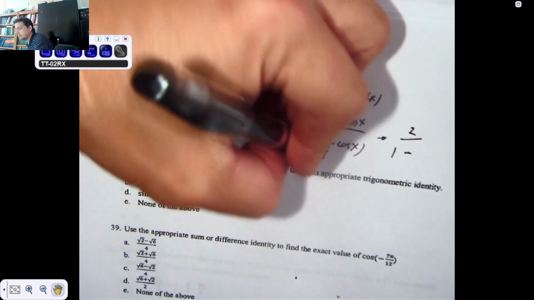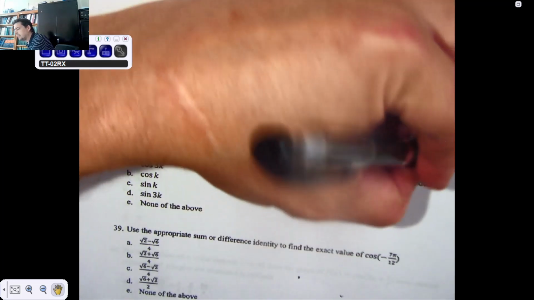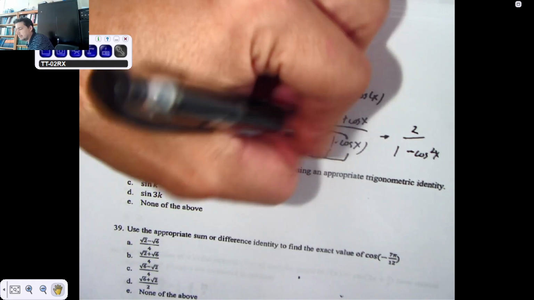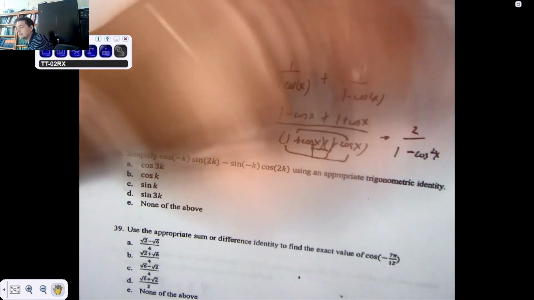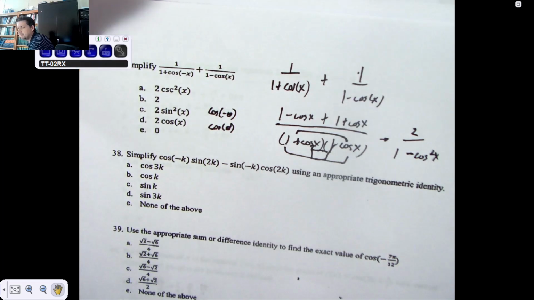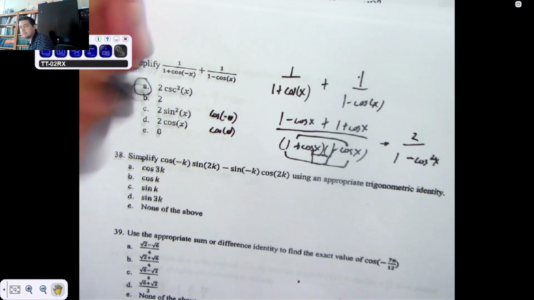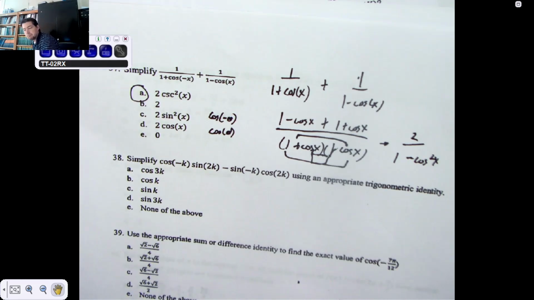And the bottom, you'll get a 1 minus cosine squared of x, and those two would cancel each other out. So a 1 minus cosine squared of x is sine squared of x. And this becomes what? 2 cosecants? There you go.